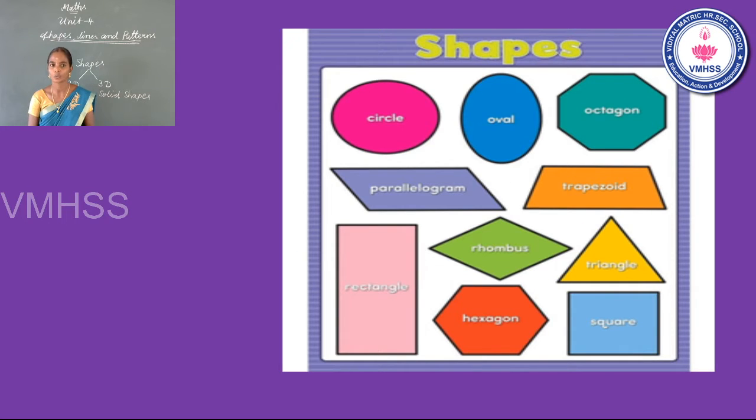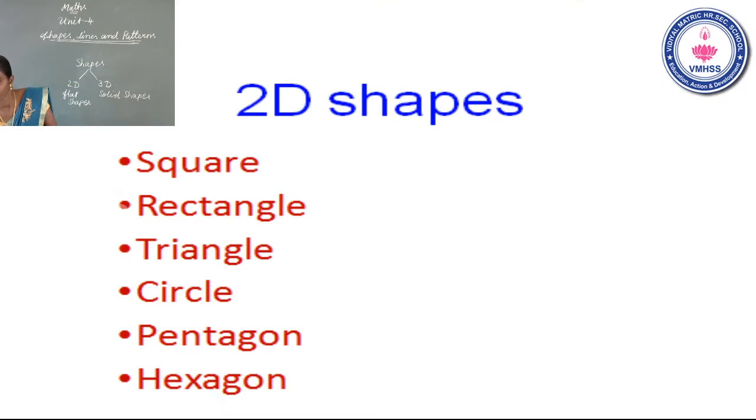Children, listen. Today we are going to learn about 2D shapes. The 2D shapes are square, rectangle, triangle, circle, pentagon, hexagon. These shapes are 2D shapes. Children, listen.